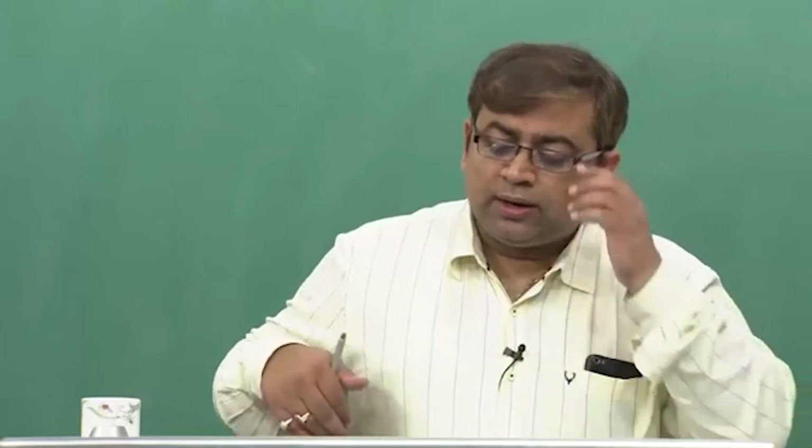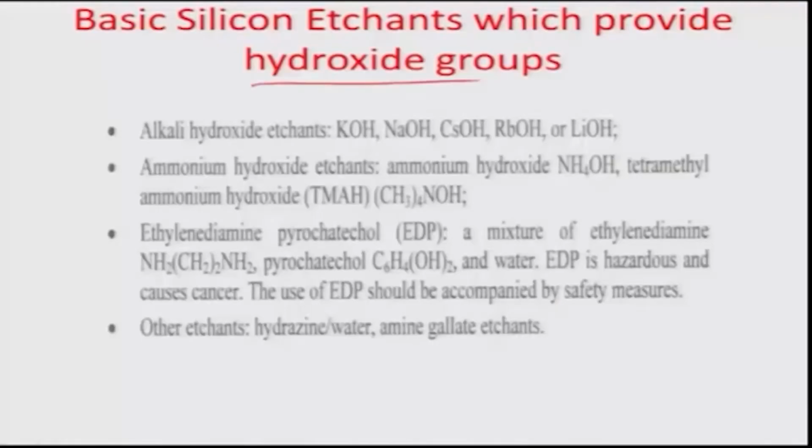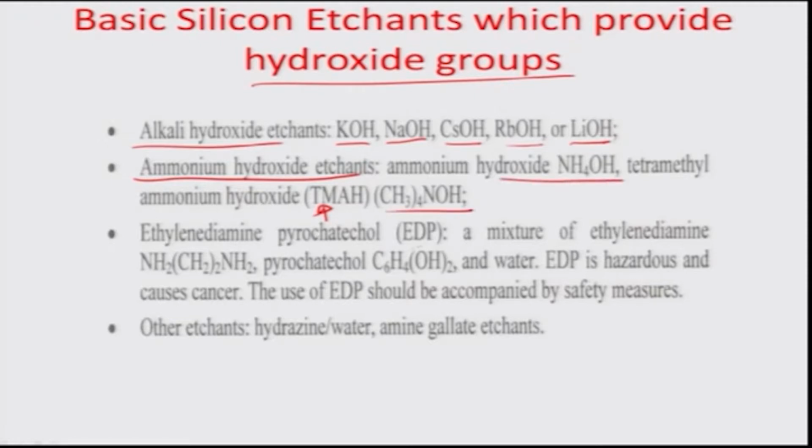The following are more or less used for furnishing the hydroxide groups. There are alkali hydroxide etchants including potassium hydroxide, sodium hydroxide, cesium hydroxide, rubidium hydroxide, lithium hydroxide, and so forth. There are also very good ammonium hydroxide etchants. For example, TMAH, or tetramethyl ammonium hydroxide, is a great etchant to perform anisotropic etching. You have (CH3)4NOH as the structure, or ammonium hydroxide, NH4OH, is also a reasonably good etchant which furnishes such hydroxyl groups for the electron transfer to take place.